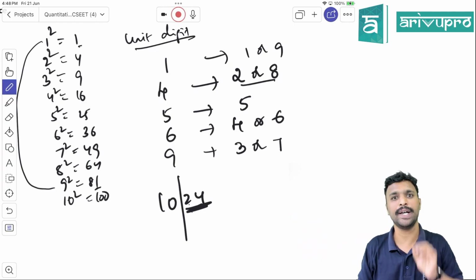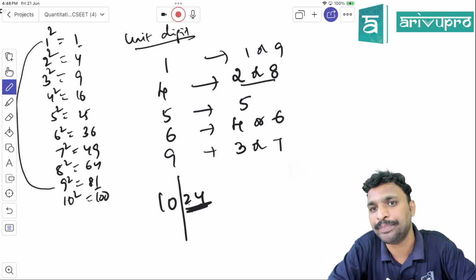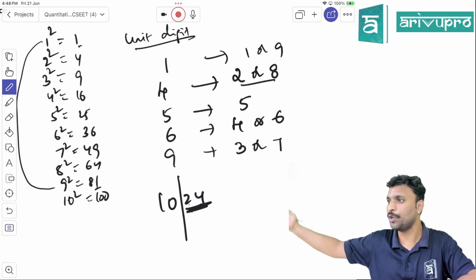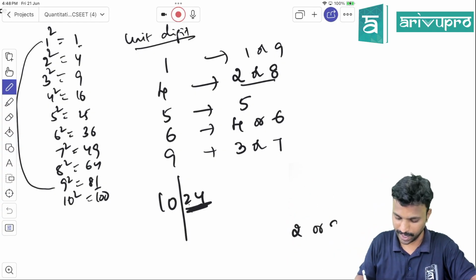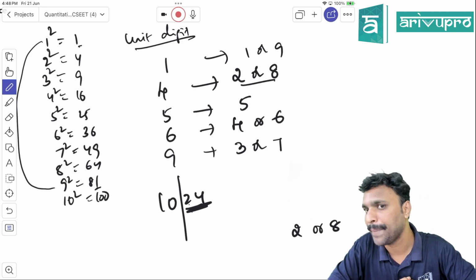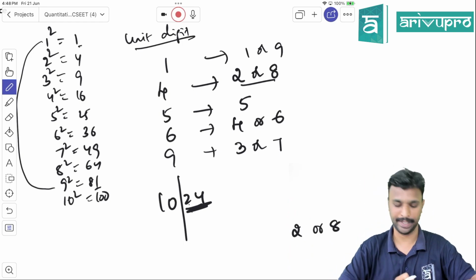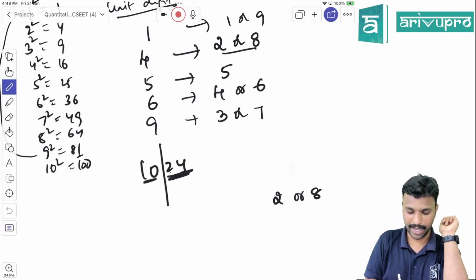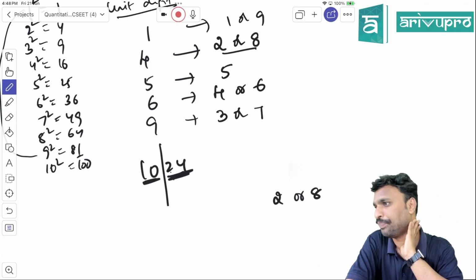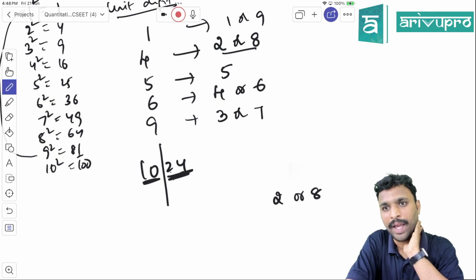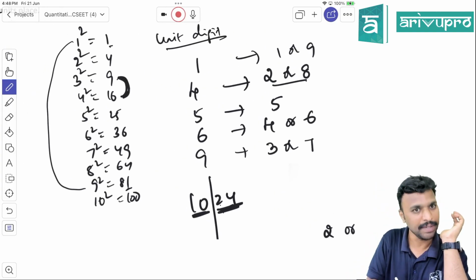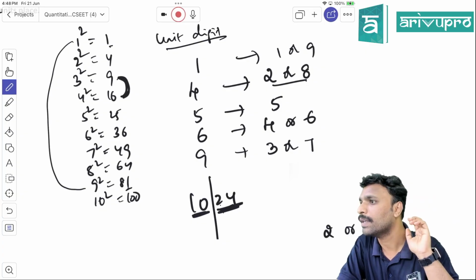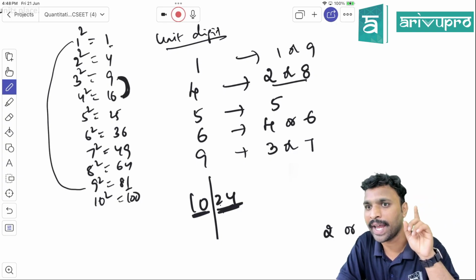In the last 2 digits, what is the units place digit? It is 4. If 4, it could be a square of 2 or a square of 8. So it could be 2 or 8. Now, look at the other digits. It is 10. Correct? Now, 10 lies between which 2 numbers? 9 and 16. 10 lies between 9 and 16.